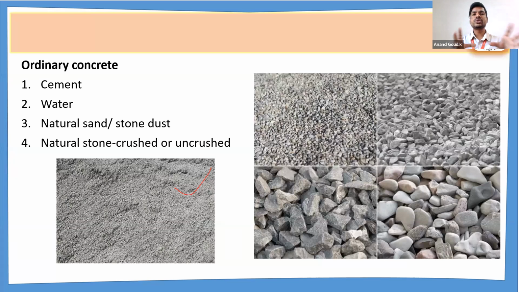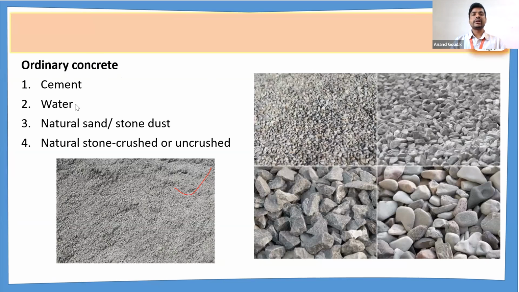Larger stones are there on the earth surface in hilly areas. So from those hilly areas, from those huge rocks, we are going to crush that stone. That is why it is called crushed stone. These aggregates are also sometimes called crushed stone. So these are the coarse aggregates. These four pictures represent the coarse aggregates which we are going to use in the manufacturing of concrete.